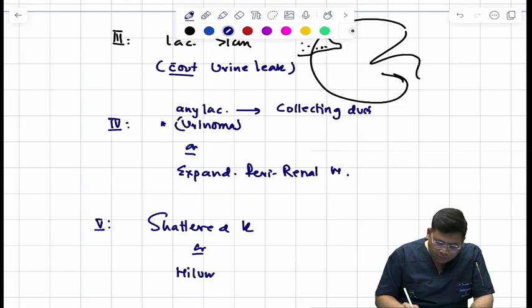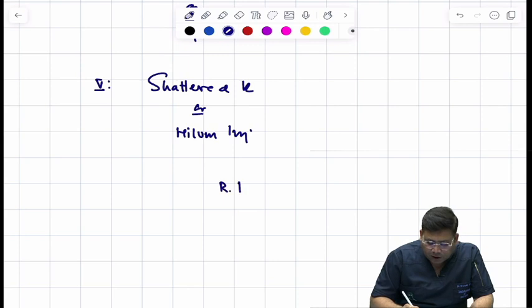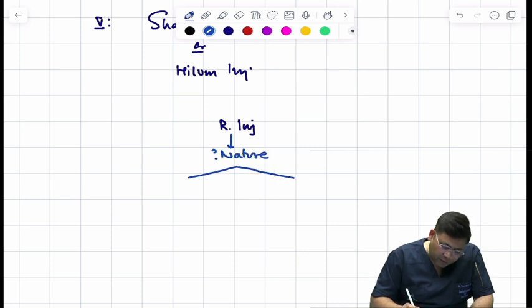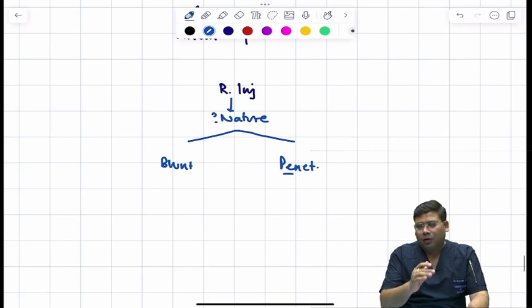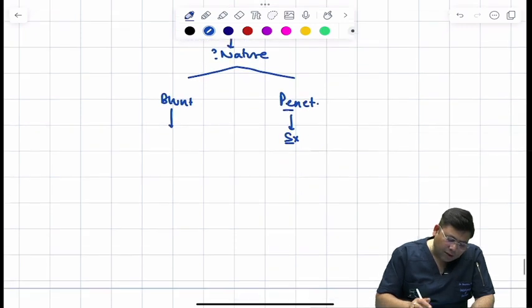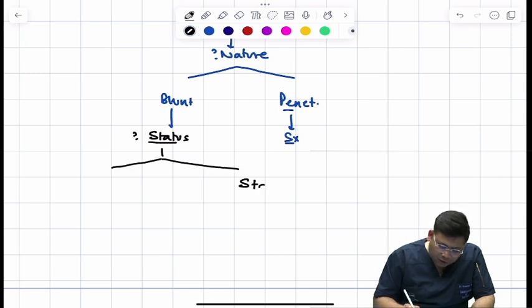Now the question number 1 with respect to this, what is the investigation of choice? So whenever we have a patient of renal injury, the very next thing that we need to understand is, what is the nature of the injury? Is it blunt or is it penetrating? Because if it is penetrating renal injury, that's a retroperitoneal zone 2 injury, you will have to go for surgery. If it is a blunt trauma, the very next thing that you need to understand is, what is the status of the patient. Now there could be two things: the patient is hemodynamically stable, the patient is hemodynamically unstable.